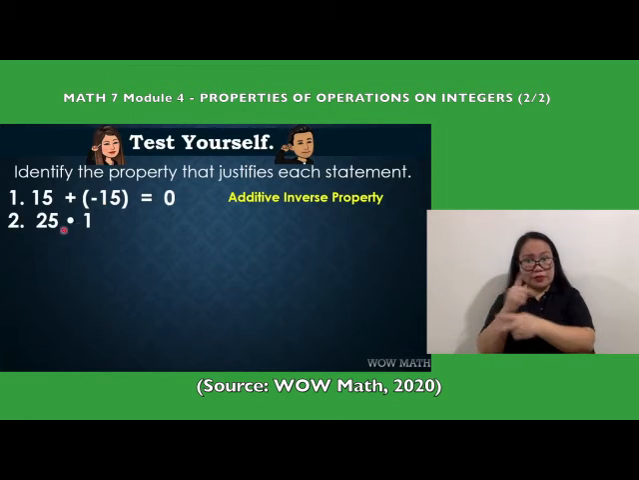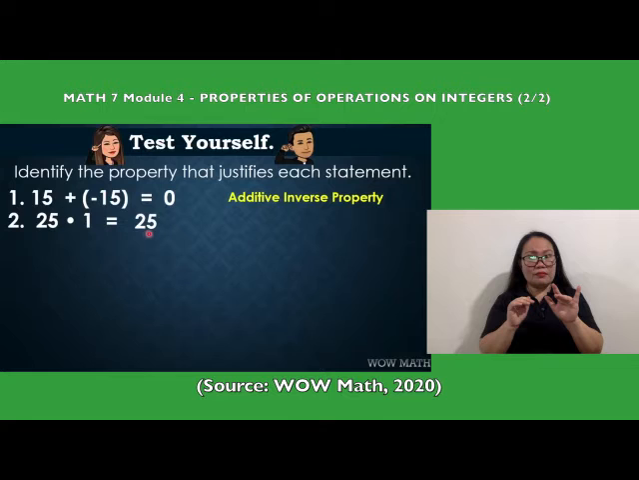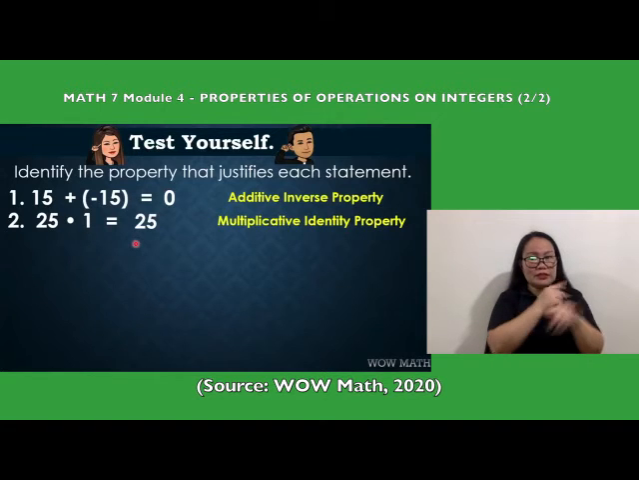Another, so 25 times 1, that is equal to 25. So, kung makikita natin, same sila. So, what do you think is the answer? Yes, that is magkamukha. So, papasok agad sa atin ng identity. Ngayon, what is the operation? Multiplication. So, multiplicative identity property.